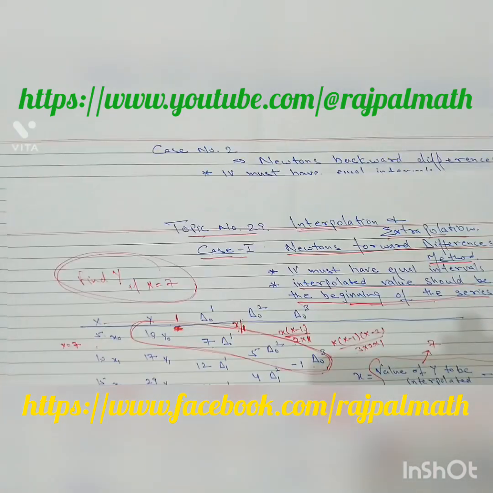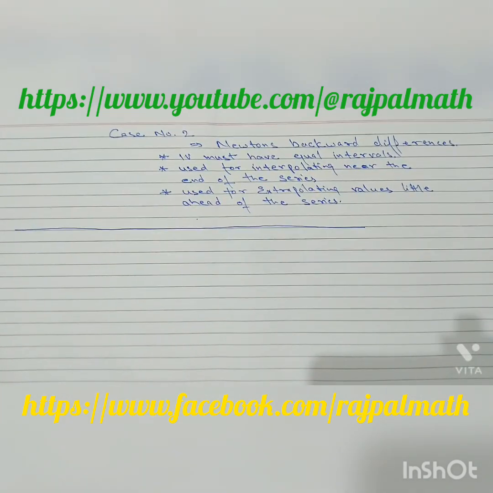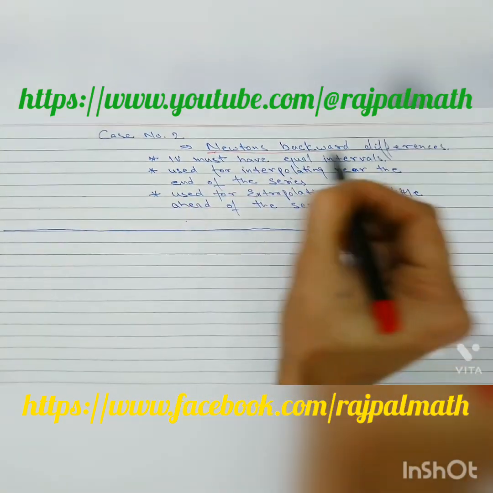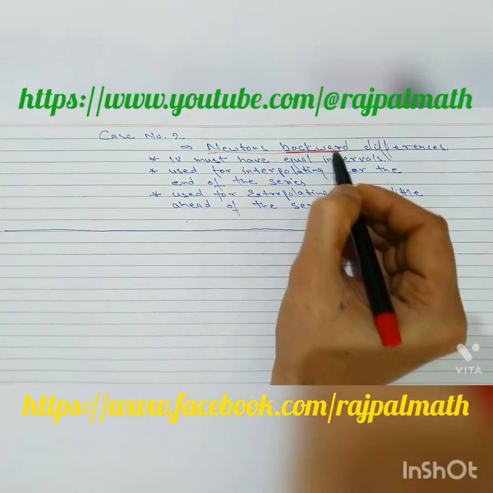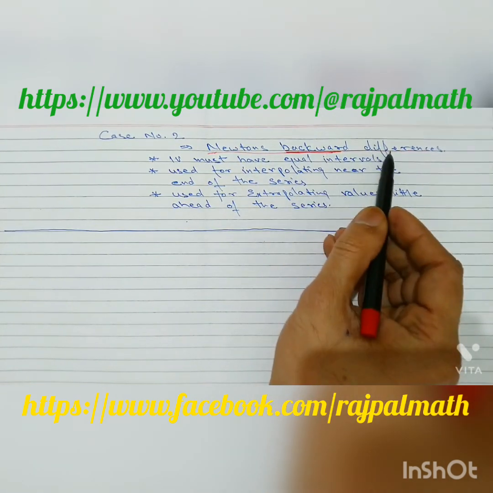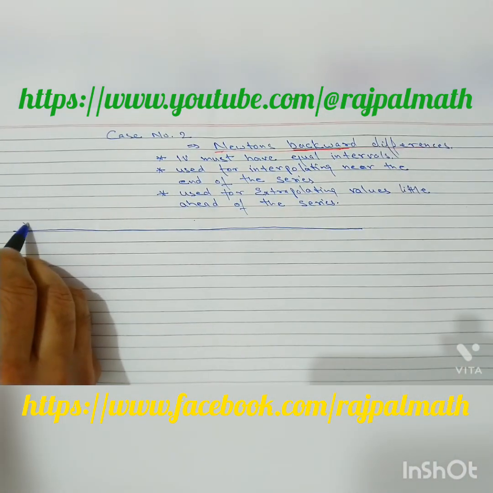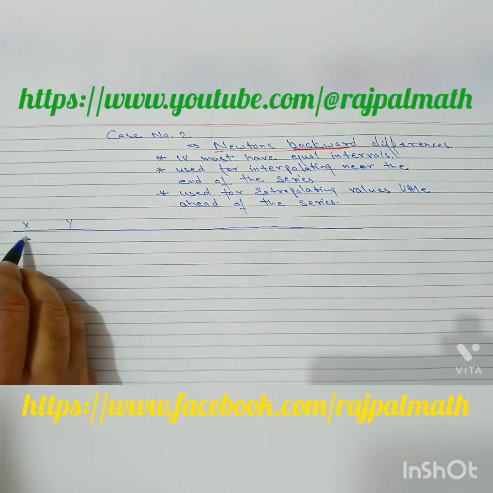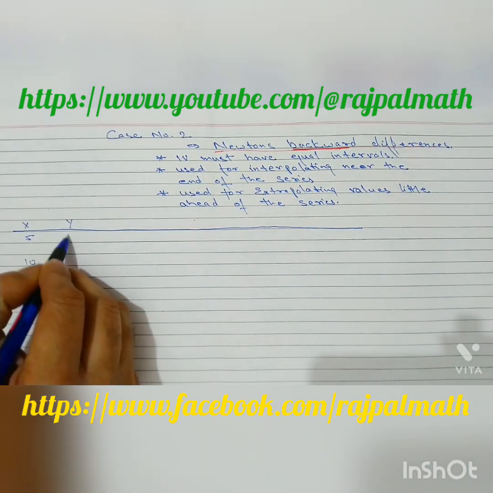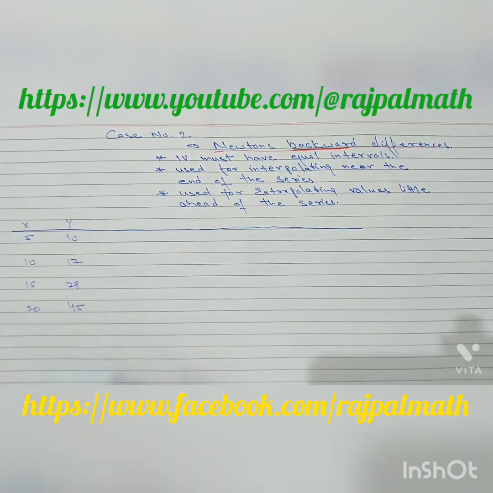Now we will do case number 2. Case number 2 is Newton's backward differences method. The first one was the forward differences method. This one is the backward differences method. Again, write the same question. x and y are given: 5, 10, 15, 20 and 10, 17, 29, 45.